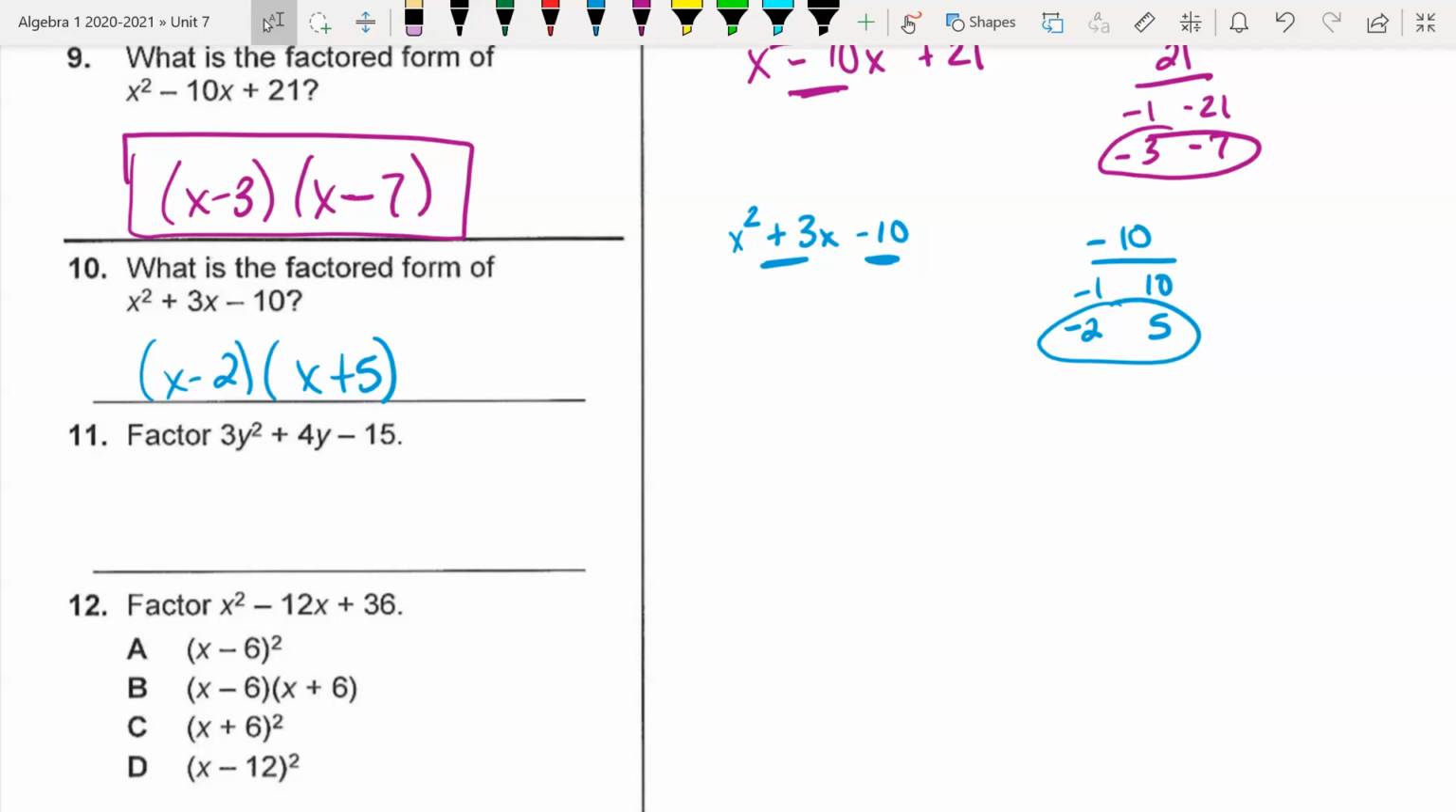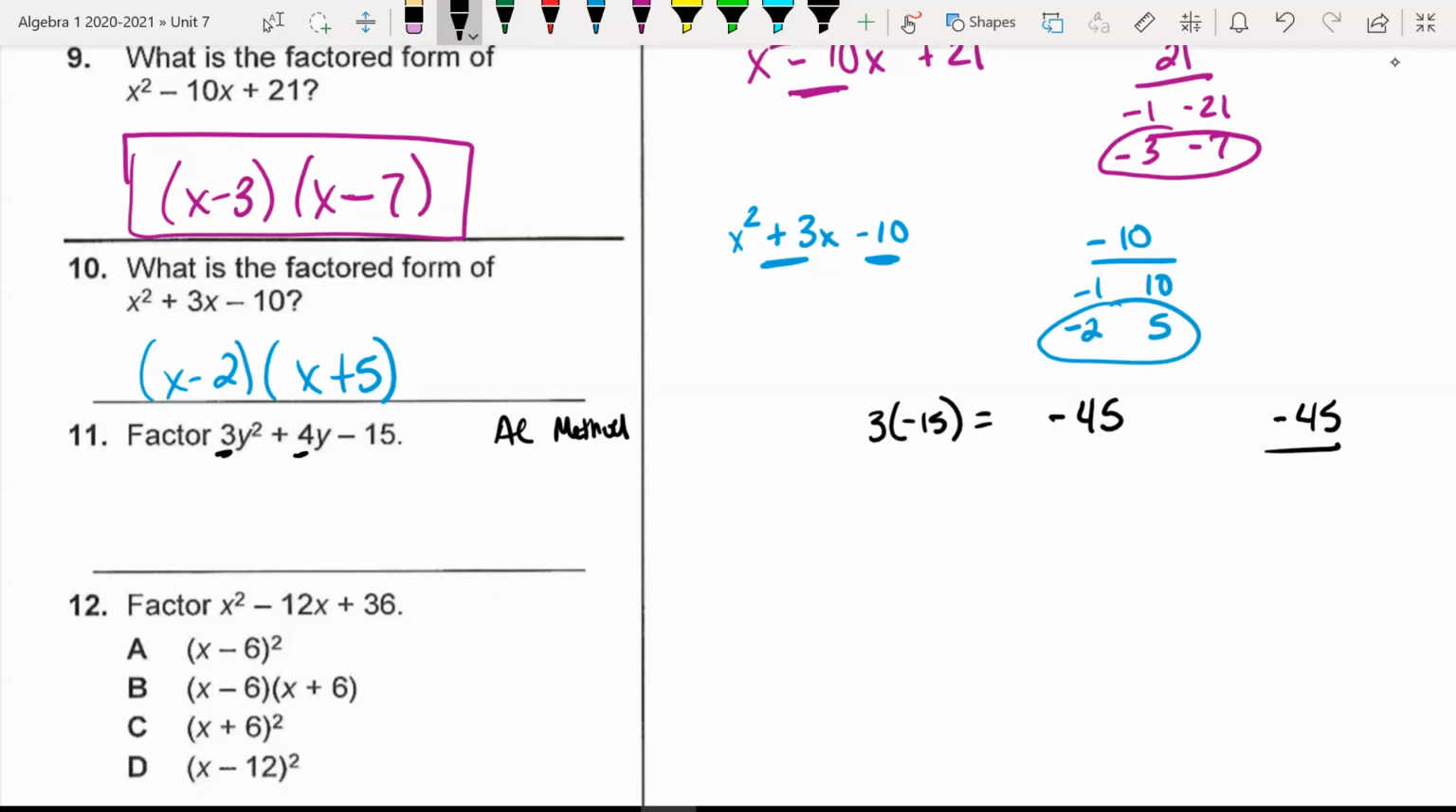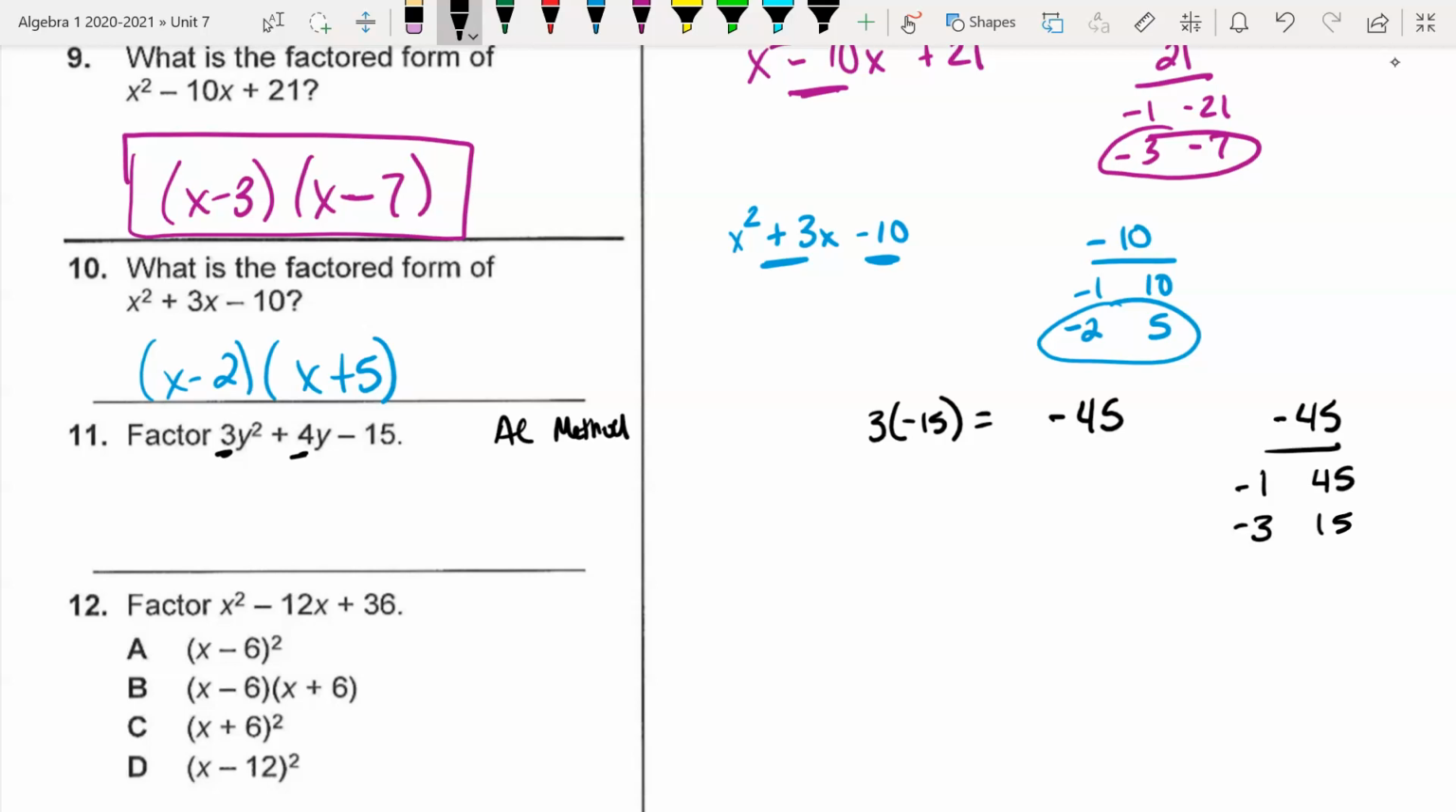All right, number 11, we're doing the AC method because the number out front is bigger than a 1. So I would do 3 times negative 15 to get negative 45. So I'm going to list out the factors of negative 45 and see which ones add up to that 4 in the middle. So 1, negative 1, 45, negative 3 and 15, negative 5 and 9, and that is it for my factors. So then I look and see which pair adds up to 4. That would be this pair.